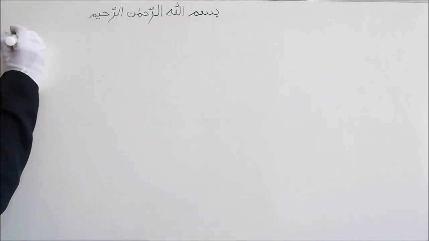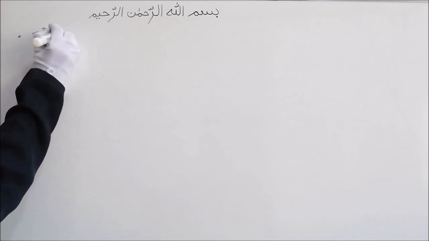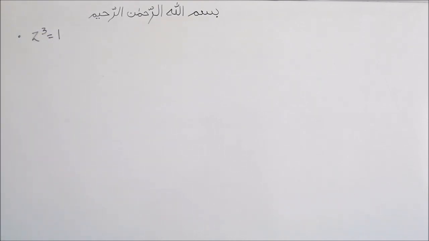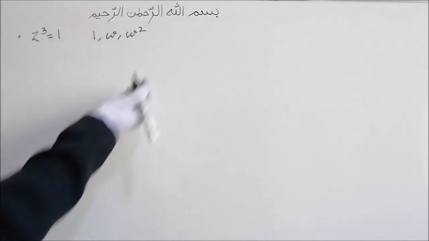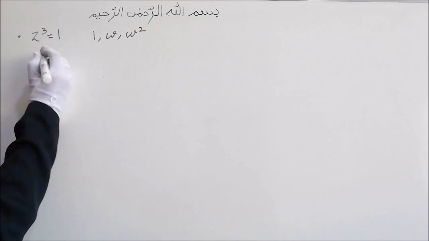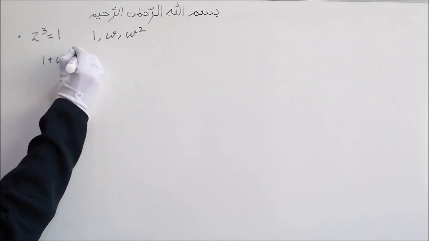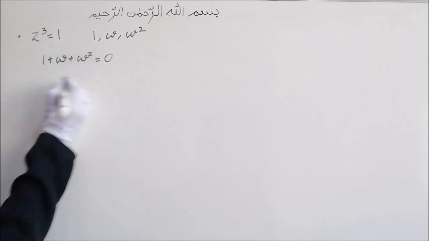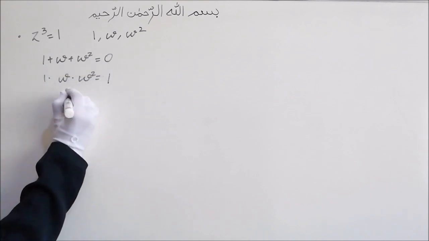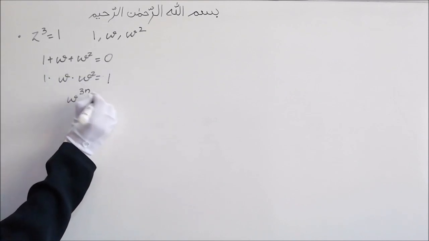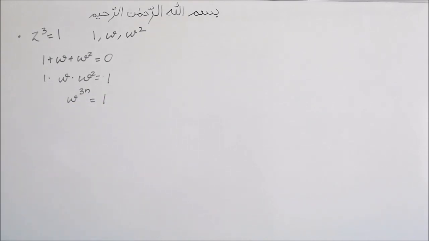If we have an equation of the form z cube is equal to 1, then we know that there will be 3 solutions of this equation. Let's call them 1, omega and omega squared. Now these 3 solutions are such that 1 plus omega plus omega squared is equal to 0, 1 into omega into omega squared is equal to 1, and omega raised to 3n is always equal to 1.